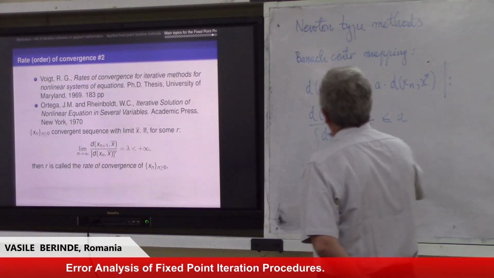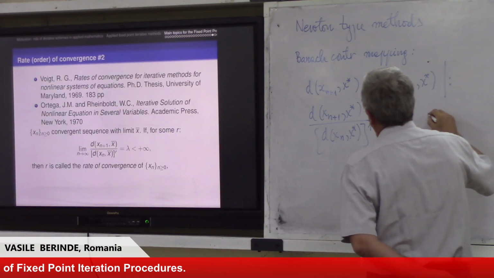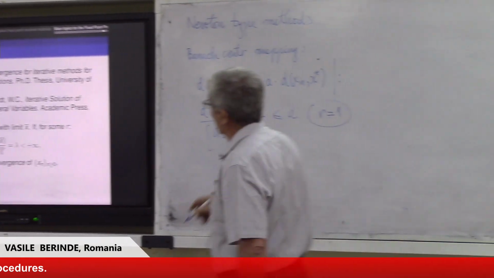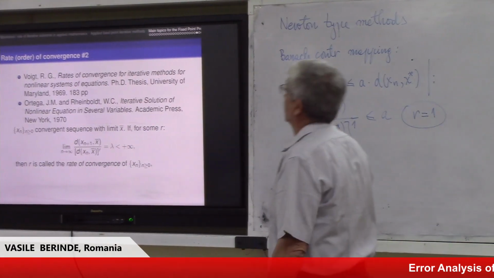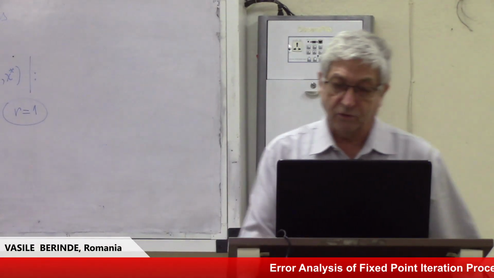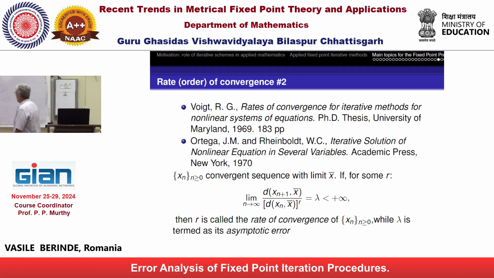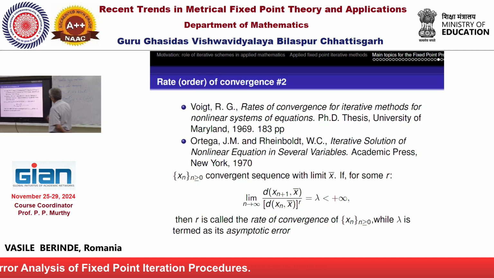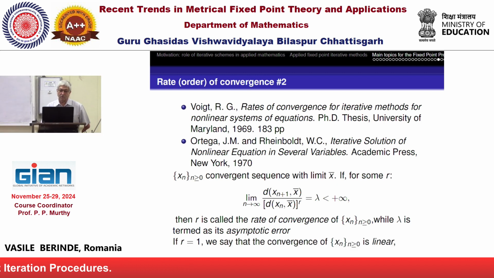Okay, we don't know what this limit A is, but this suggests that we have R equal to 1 here. So this is the rate of convergence, in this sense, for the Picard iteration associated to Banach contractions. And this number, lambda, has a significance: it is termed the asymptotic error of the method.